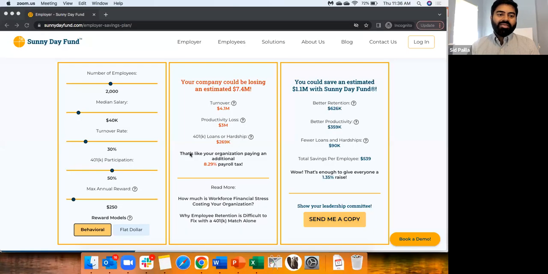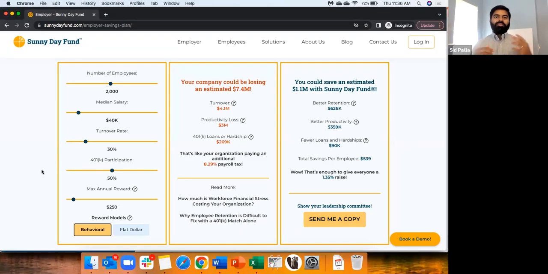I want to show you this new calculator that we just launched. Let's check it out. I'm going to start sharing my screen and go right to it. We just launched this new calculator that helps employers understand what the cost of financial stress in my organization is, and how I can work with Sunny Day Fund to get some value back to myself. So that's what I want to walk you through today.